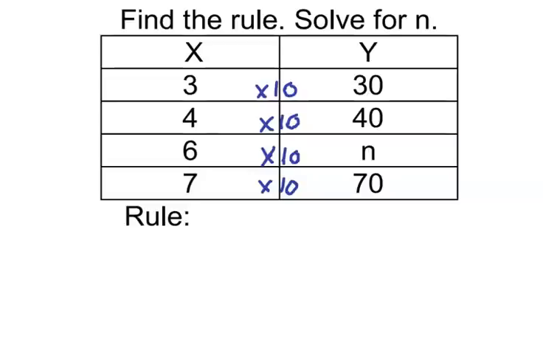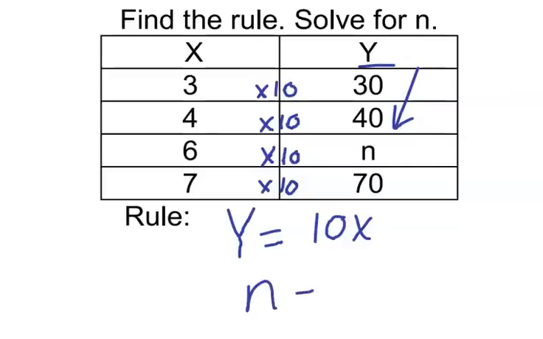So let's find the rule first. Well, the rule is Y, so this side, whatever number these are, is going to be equal to X times 10, or you can just put 10X. Okay, so whatever X is, you multiply by 10, and that gives you Y. So there's the rule. So to find N, we already looked up there. 6 times 10 is 60. So there's our rule, and N equals 60.